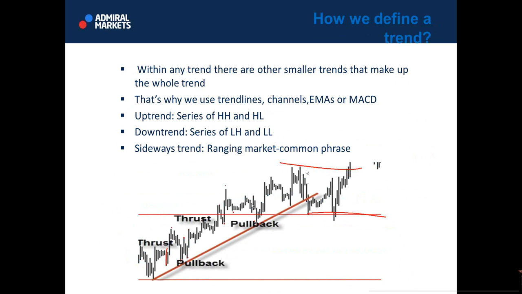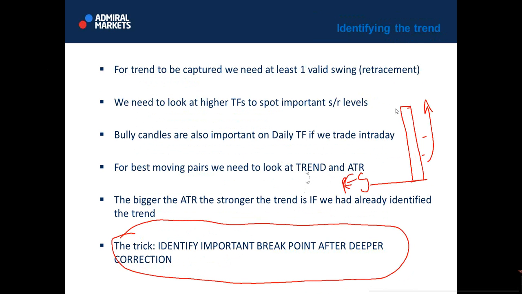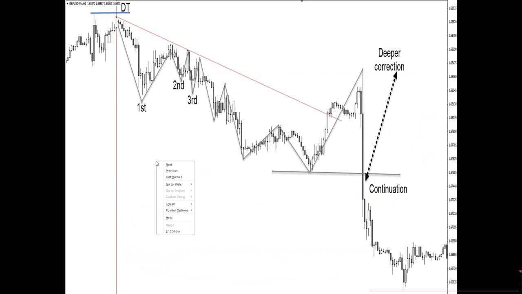So this is the first step, identify the trend. The next trick is, if you see a break of resistance or support on daily chart, then you just need to identify a bullish candle and wait for retracement. Whether it is resistance or support, it doesn't matter. It can be a sign of a new trend. And the third trick is to identify important breakpoint after deeper correction. So this was the trend. Obviously this was uptrend.